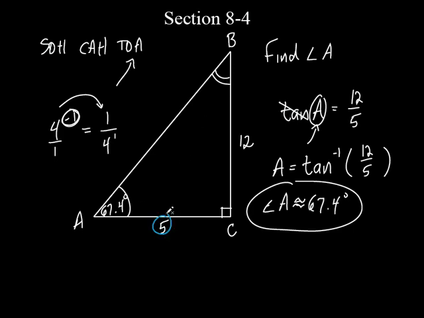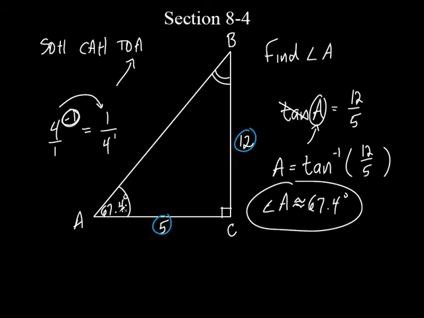And here are the two sides you know. You know this and you know this. So which trig function are you going to use if you want to solve for angle B? What is this to angle B? 5 is opposite, and 12 is adjacent. So which trig function uses opposite and adjacent? It's still the tangent, isn't it?